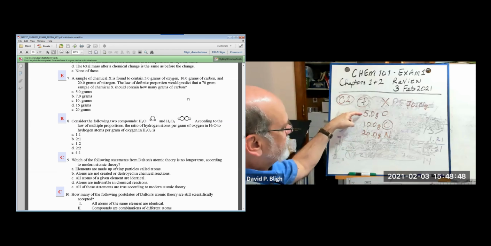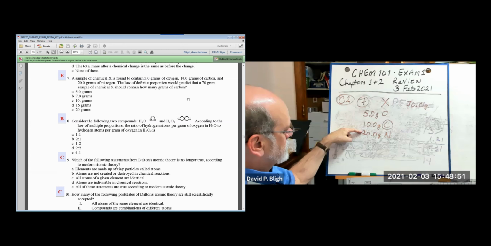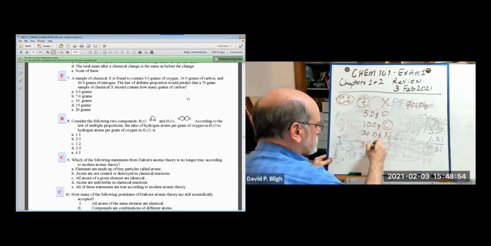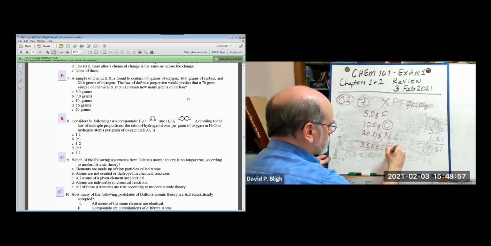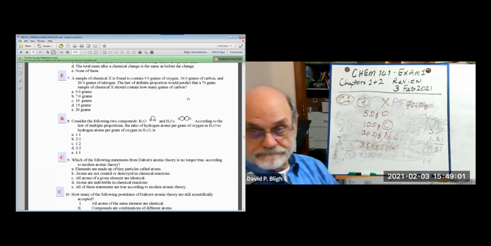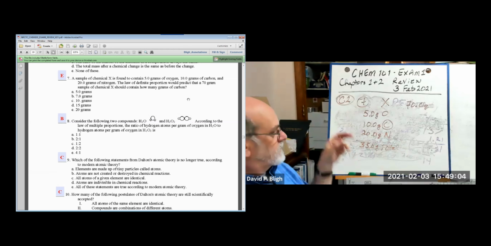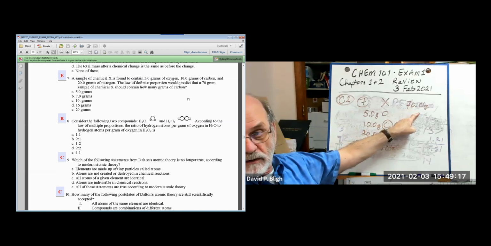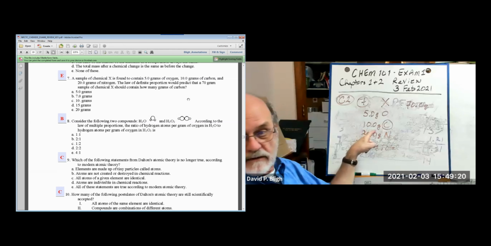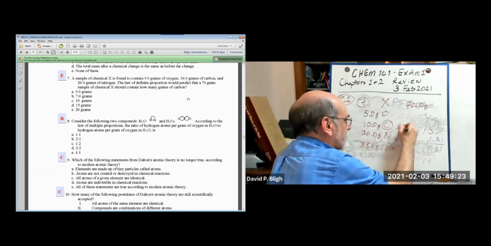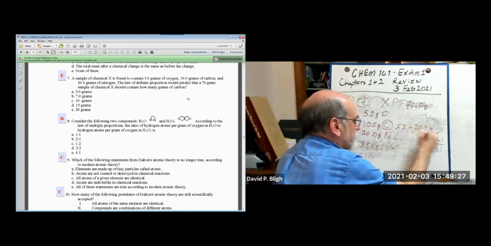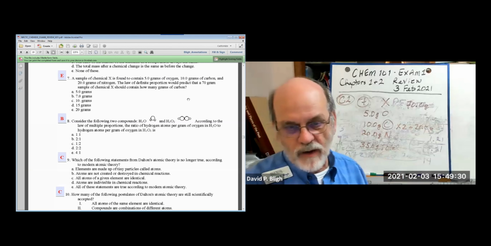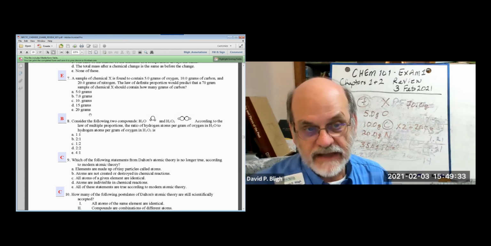Well, let's see. If we add these together, 5, 15, 35. So that's 35 grams total. Okay, so this ratio is fixed. 5 grams per 35, 10 per 35, 20 per 35. So if we've got 10 grams of this for every 35 grams total, what if we double the grams total? What does that do to carbon? It doubles it. So now we have 20 grams of carbon in this sample. That's why E is the answer.